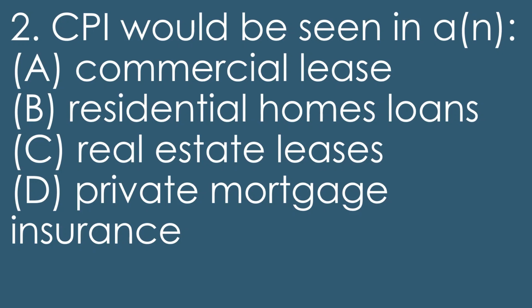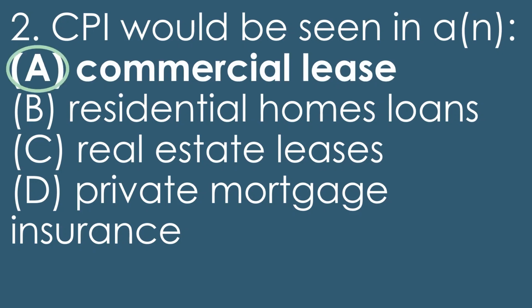Well, the thing of it is, the commercial lease is the correct answer, and private mortgage insurance doesn't have anything to do with it. Private mortgage insurance is used when you have a high loan-to-value loan, and the lender is not comfortable making a loan over an 80% loan-to-value ratio. So the borrower pays for private mortgage insurance, so if there's a loss, the lender doesn't get hit with the entire amount. That doesn't have anything to do with the CPI for this question. So the correct answer is a commercial lease.